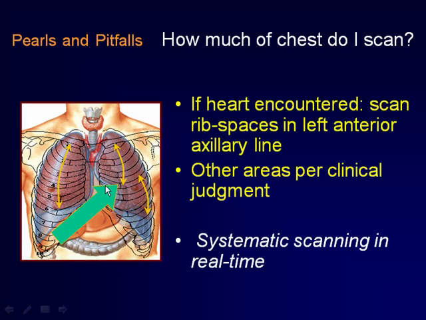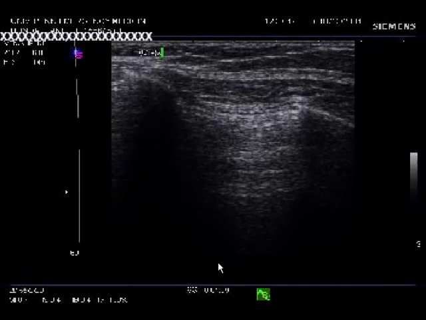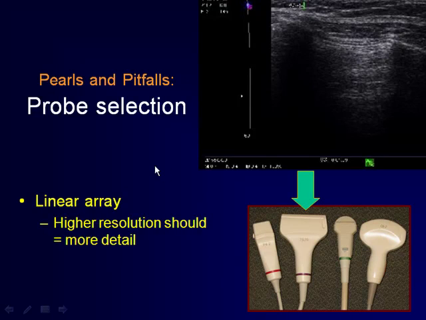If the heart's encountered, and in many patients the heart comes over into the mid-clavicular line, then the probe is moved further laterally, and the rest of the exam is completed probably in the anterior axillary line. What probes can be used? It's really up to the sonologist to find out which he or she finds works best.